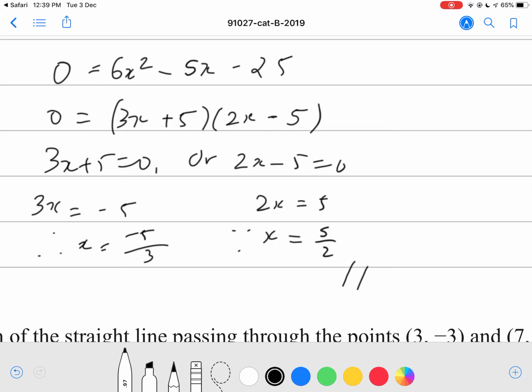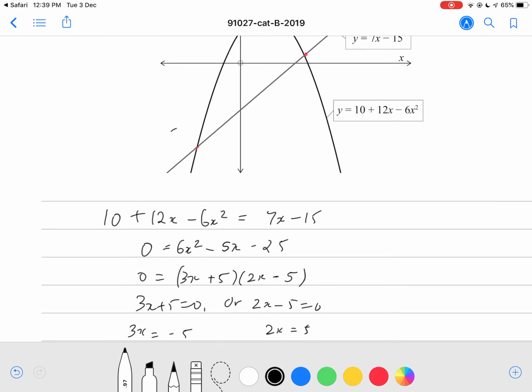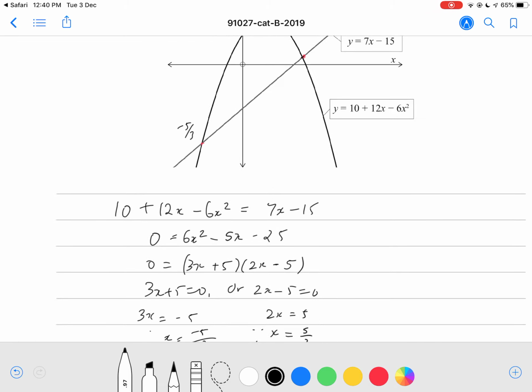Alright, so both of these are the points where they intersect. This point here would be negative 5 over 3, and this point would be 5 over 2.